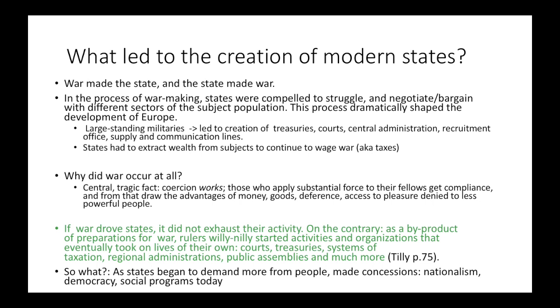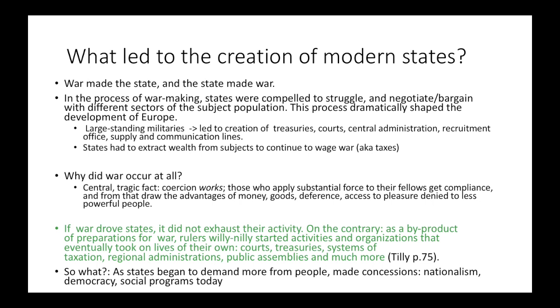So why did war occur at all? The central tragic fact of war in Europe, and perhaps around the world, if this model of political development actually applies around the world, is that coercion works. Those who apply substantial force to their fellows get compliance, and from that, advantages of money, goods, services, etc. So you can see, it really is kind of like a protection racket. Early feudal kingdoms really were a protection racket. Oh, that's a really nice car over there. It'd be a shame if something happened to it. And then they extract benefits and resources and stuff like that.